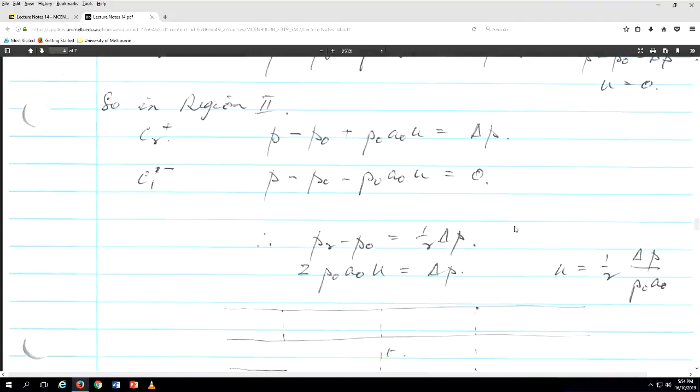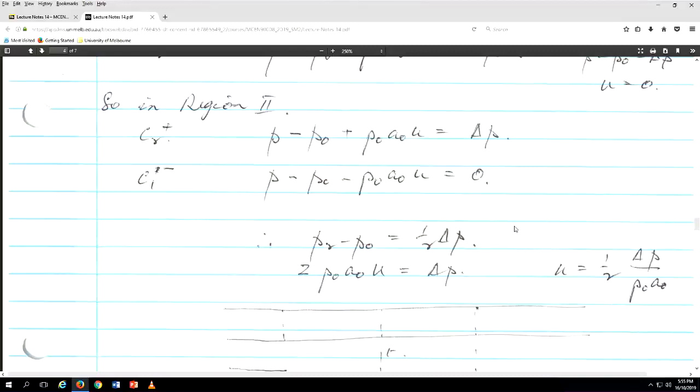And you can see that if I subtract the 2, I get plus rho naught. Subtracting this goes out, and I get 2 rho naught A naught U is equal to delta P, or in other words, the velocity in region 2 is a half delta P over rho naught A naught. So I have a very small velocity.